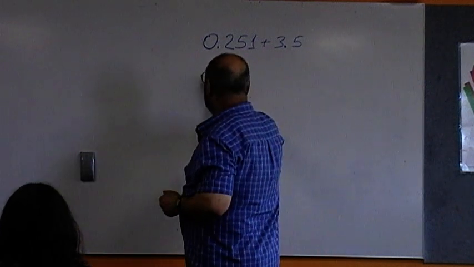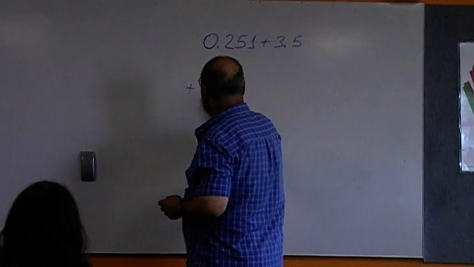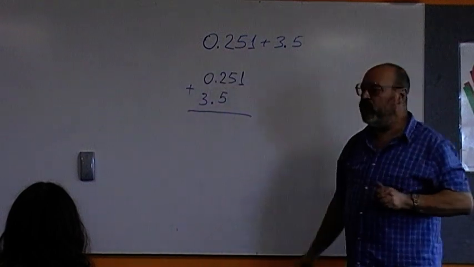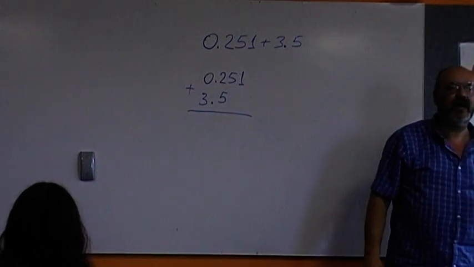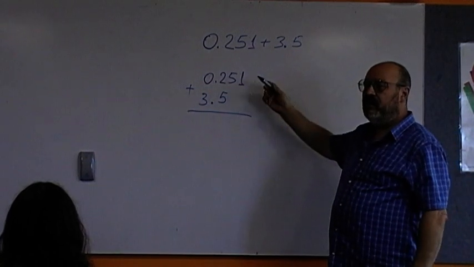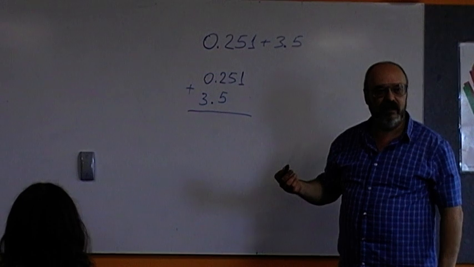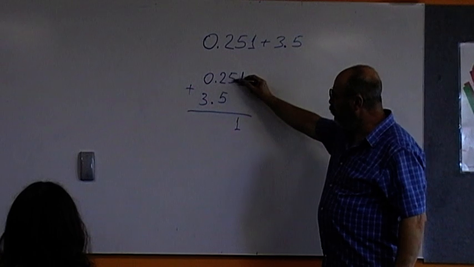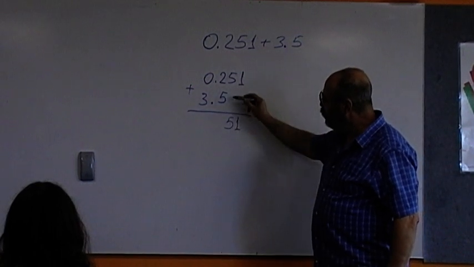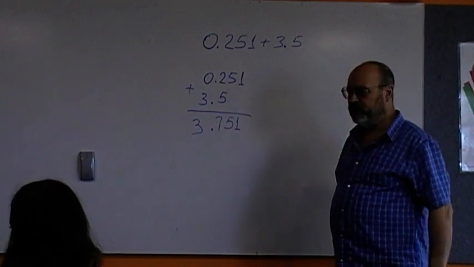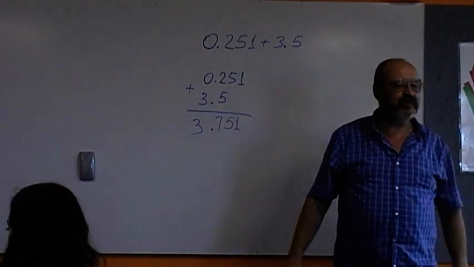So we can write 0.251 plus 3.5. The decimal point must be under the decimal point. You line them up, and then we add the corresponding decimal places. We have nothing here. It means 1 plus nothing is 1, 5 plus nothing is 5, 2 plus 5 is 7, 0 plus 3 is 3. Yes, it is easy. You just line up the decimal.